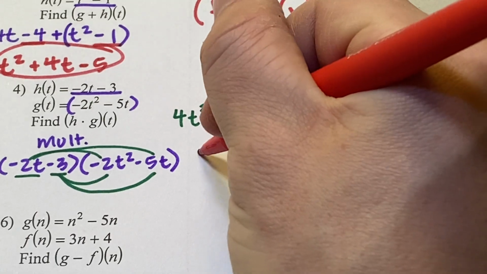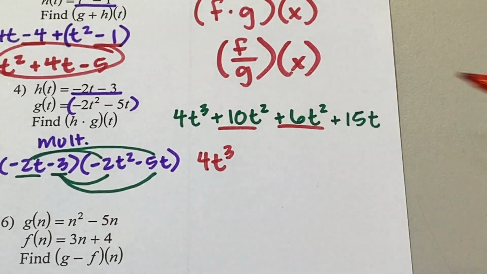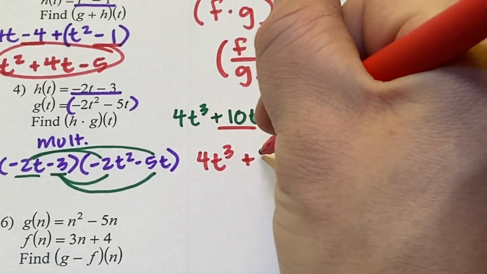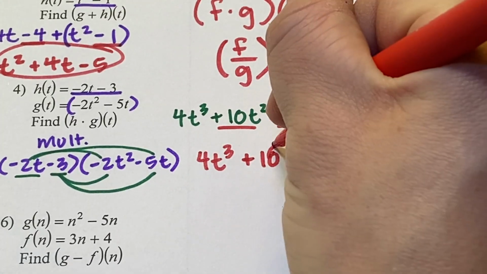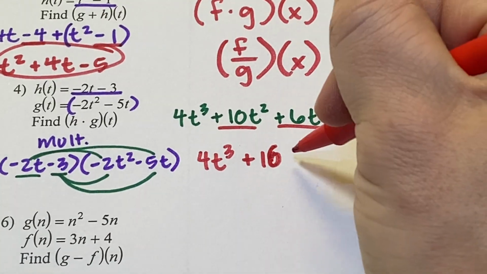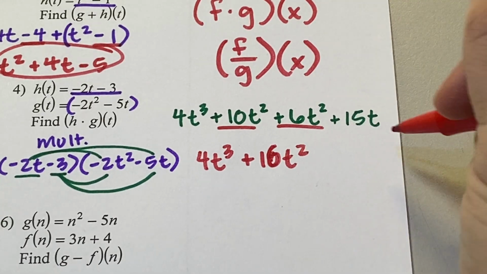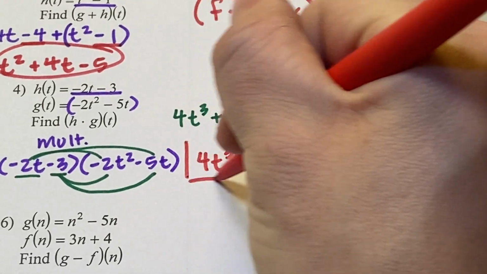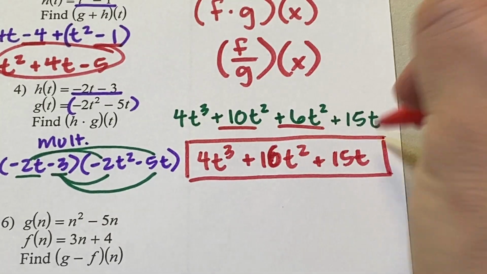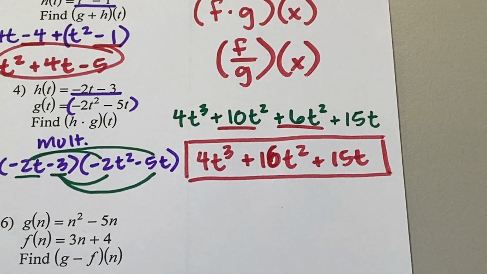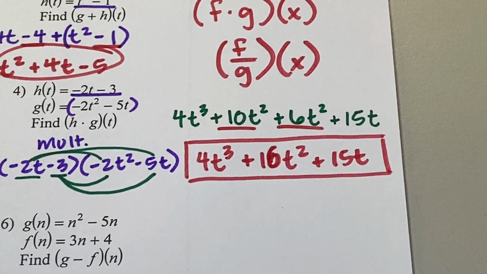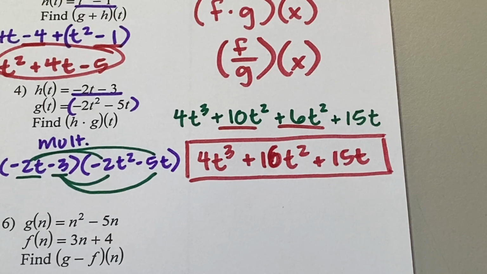Okay, so 4t cubed is still going to go in front because it has the biggest power. 10t squared plus 6t squared does turn into positive 16t squared. And my plus 15t on the end. And now we are simplified. Beautiful.